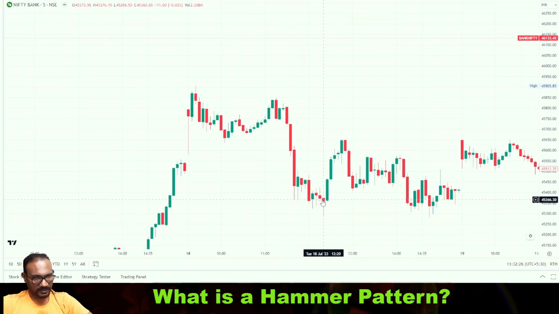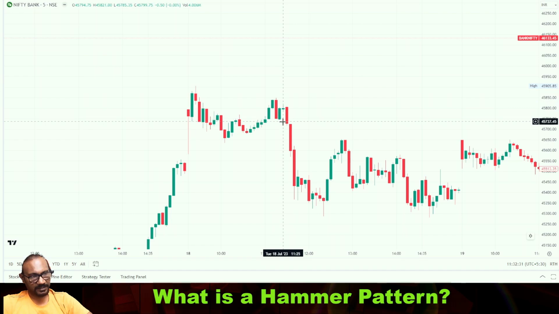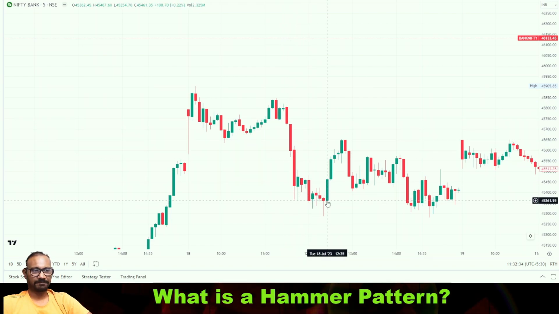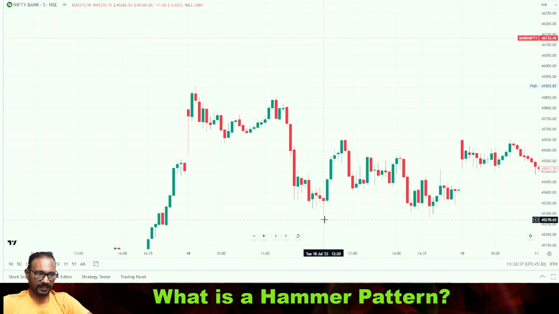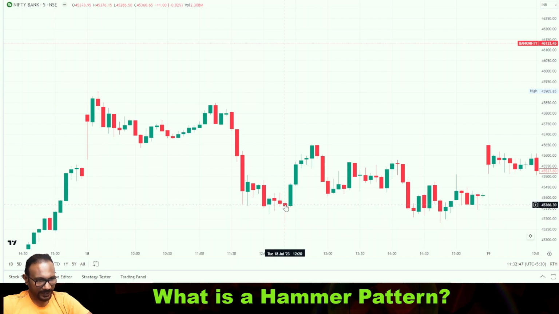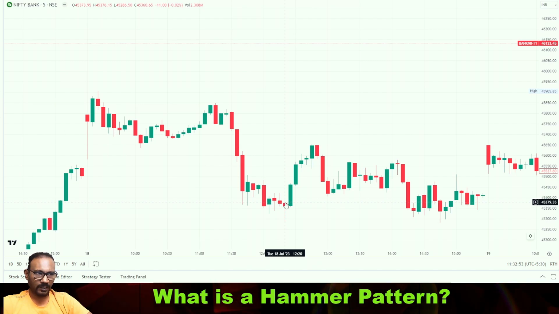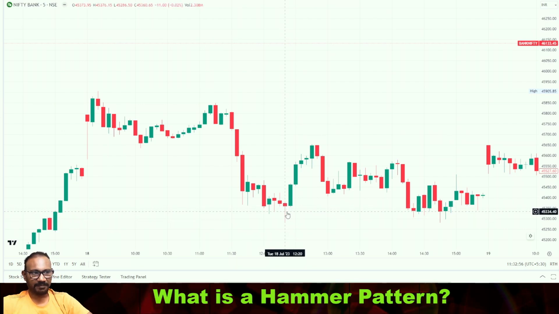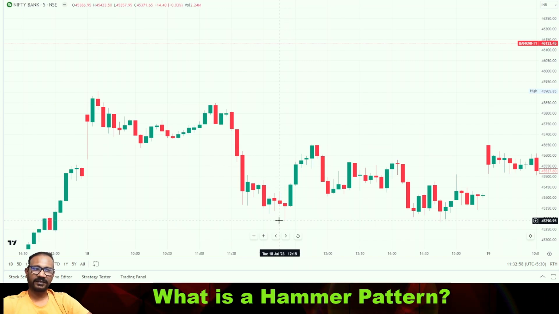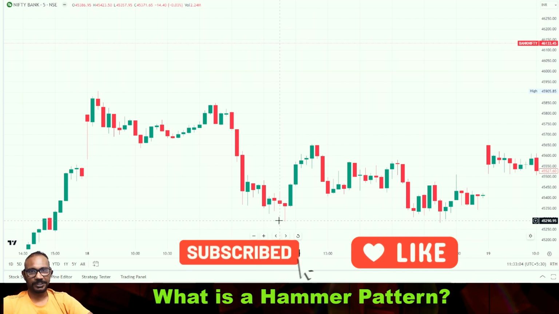So what is this? This is called a hammer. What are the conditions of a hammer? Let's see that. The preceding trend is a downtrend. And then it just made a large spike, which means the wick on the downside is absolutely big compared to the body. The body is very small in this particular candle, but it has a very large wick and absolutely no or a small wick on the upside. So this is a hammer. What does a hammer indicate? A hammer indicates a potential to reverse the trend into bullish.